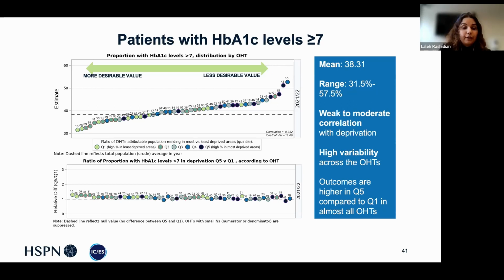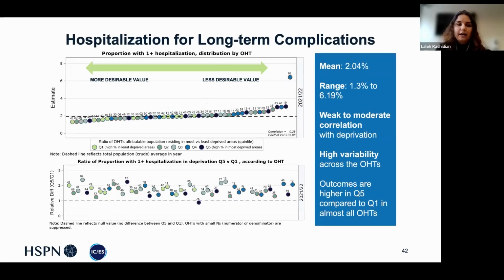a correlation of 0.3. And when we look down at the bottom panel, most of our OHTs fall above that dotted line. What does that mean? That means that patients with poor control are more likely to be found within our more deprived neighborhoods within our OHT. And on to our final indicator, hospitalization for long-term complications.